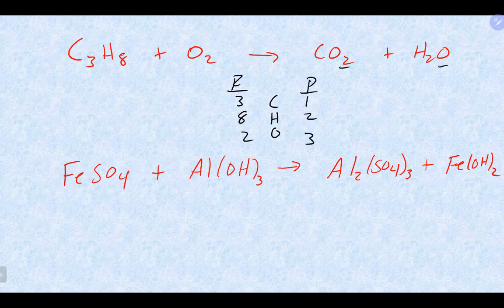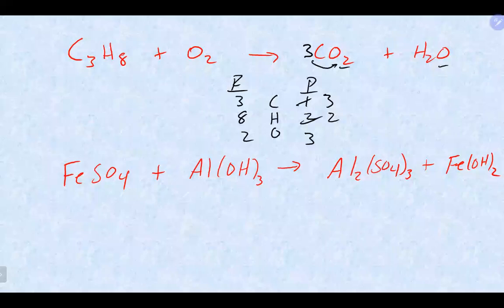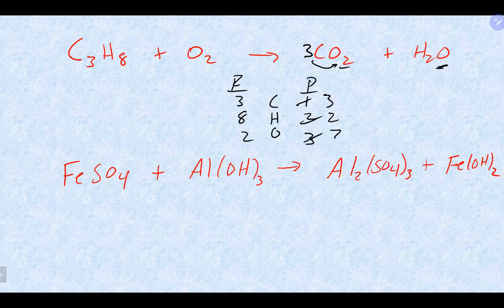Once again, I'm going to start with what seems easy, and that seems like the carbon would be easy. So I'm going to put a 3 in front of my CO2. That's going to give me 3 carbons. That will give me still 2 hydrogens. And for oxygen, that's going to be 6 there, plus 1 more over here, which would give me 7 in this case.